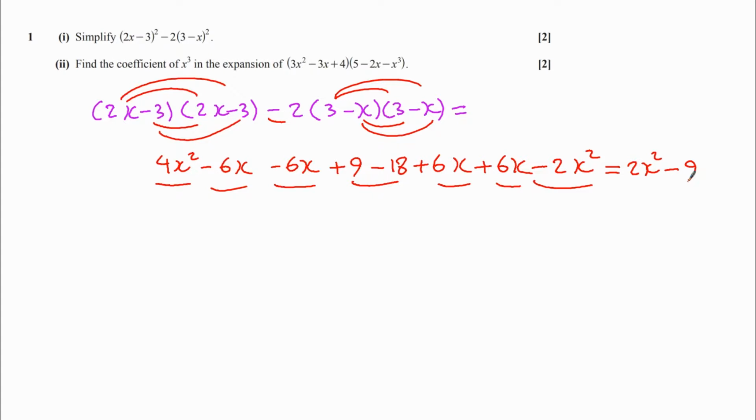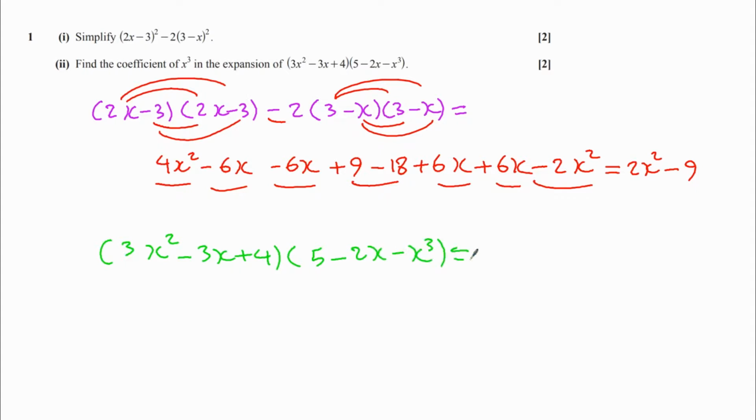Now going to the second part of this question: find the coefficient of x³ in the expansion of (3x² - 3x + 4)(5 - 2x - x³). So we want to look at finding the coefficient of x³. I'm just going to write that here so that we see it better.